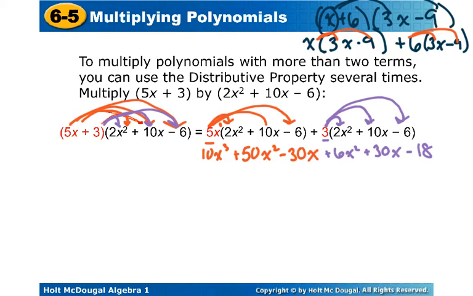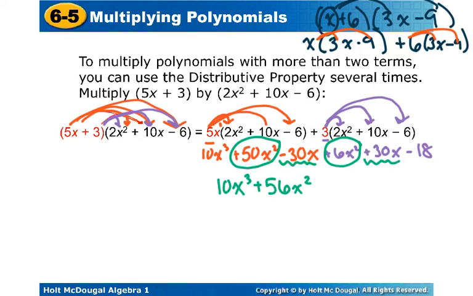And then we're just going to keep doing what we did before, which was combine like terms. So remember, take the sign with the number. You don't have any cubed terms other than this 10x cubed, so we're going to bring that down. Then you have 50x squared and 6x squared, which gives us a positive 56x squared. And then I have my x terms, negative 30x and positive 30x. Well, a negative and a positive are going to cancel each other out, and then you're left with minus 18. So 10x cubed plus 56x squared minus 18 is your answer.